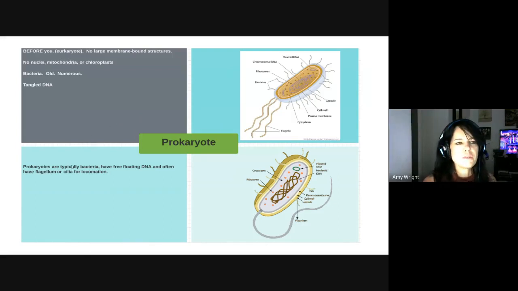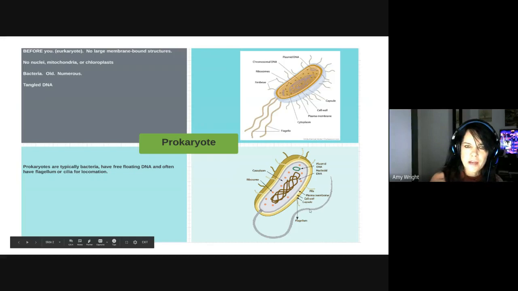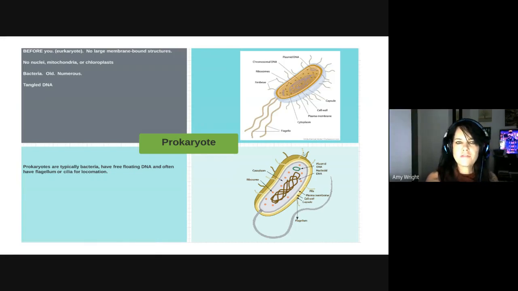So prokaryotes are typically bacteria. Remember, they're the oldest living cells that we know of. They have free-floating DNA and often have flagellum. Here's the flagellum. Remember I said that waves like a flag. That's how it moves around. And then this is the cilia here, and the cilia just waves like hair-like structures.